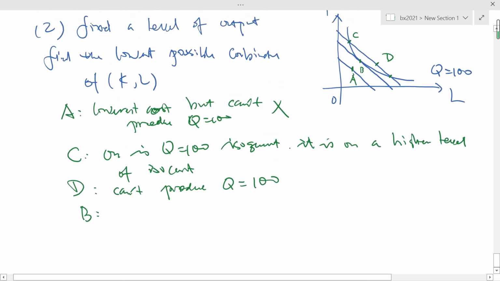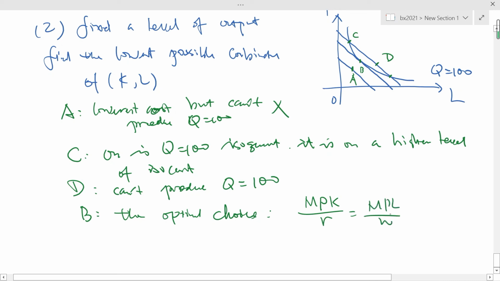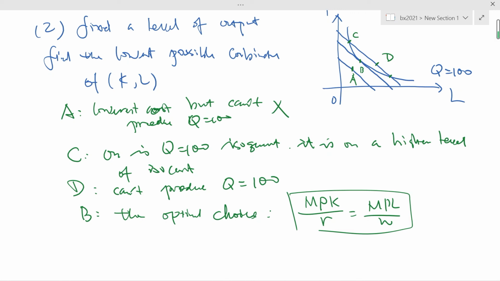And similarly, as before, we see that at B, the isoquant and isocost are tangent to each other. By being tangent, they have the same slope. So again, we arrive at the same solution, MPK over R is equal to MPL over W. So now you see that we are trying to find the optimal use of inputs from two angles, and we arrived at the same solution.